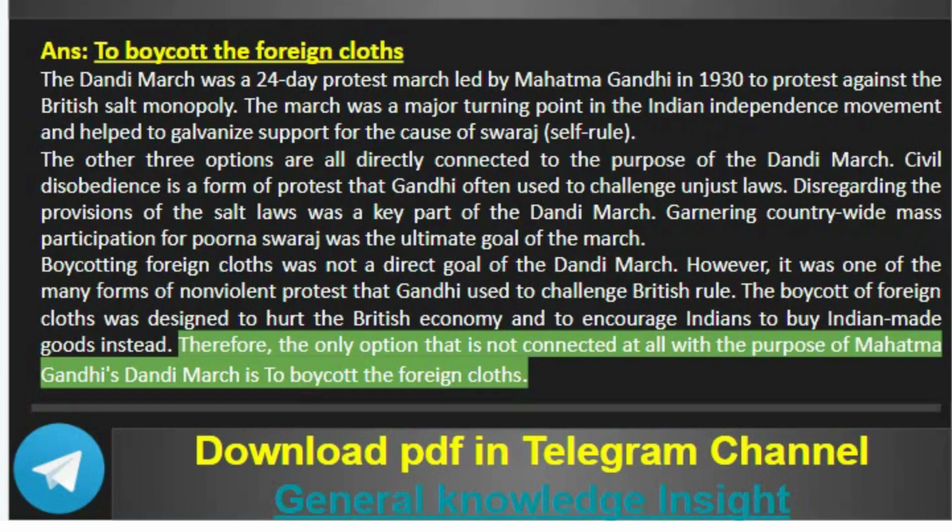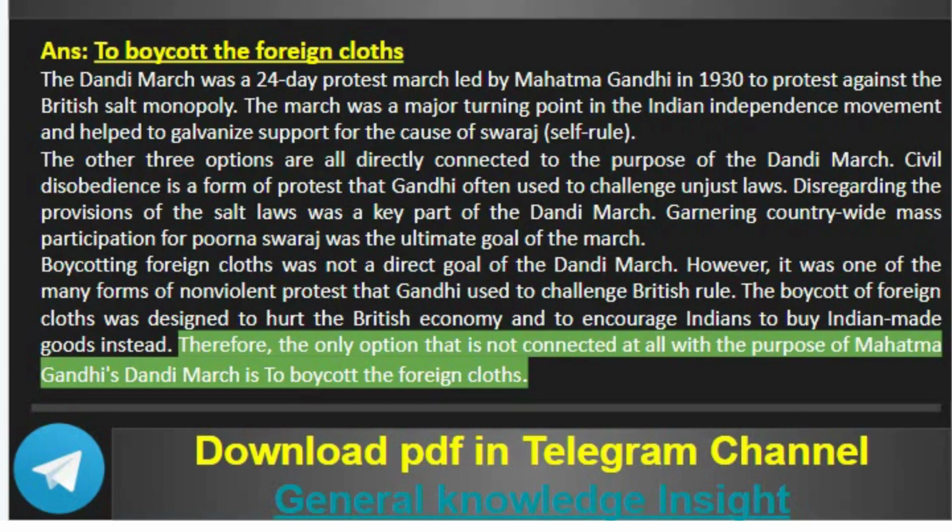The other three options are all directly connected to the purpose of the Dandi March. Civil disobedience is a form of protest that Gandhi often used to challenge unjust laws. Breaking the provision of the salt law was a key part of the Dandi March. Garnering countrywide mass participation for Purna Swaraj was the ultimate goal of the march.